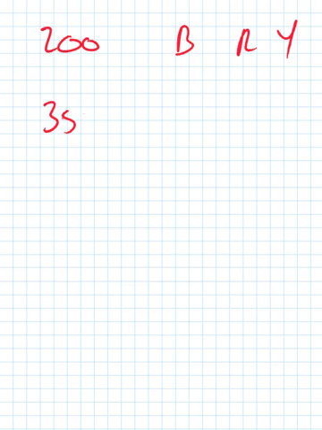Right, I've got fractions and percentages now, so it's critical that we know these. There are 200 counters in a bag, and the counters are blue, red, or yellow. 35% are blue. So let's just go straight away to that.